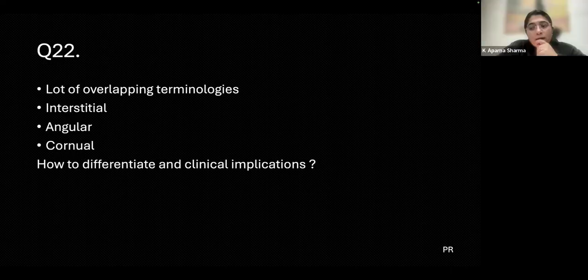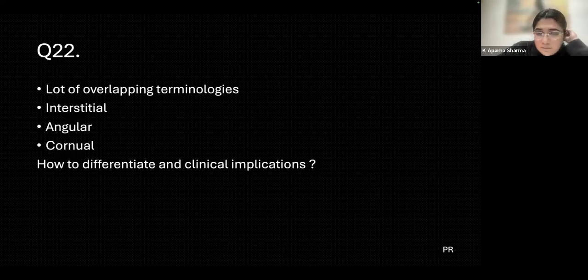Yeah. So now, Prasanna, can you tell us more about this? The classical ectopic is quite clear: it's outside and the uterus is free. But what about these interstitial, angular, cornual pregnancies? These are overlapping terminologies. So what are they actually?